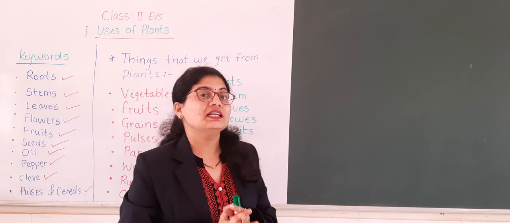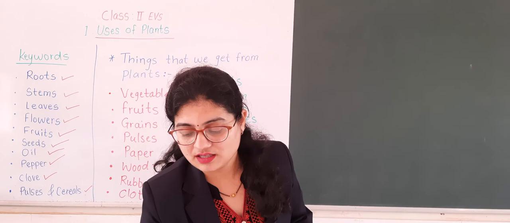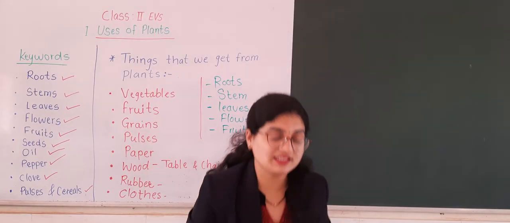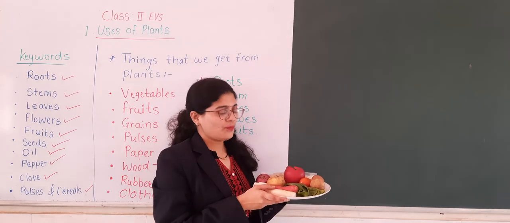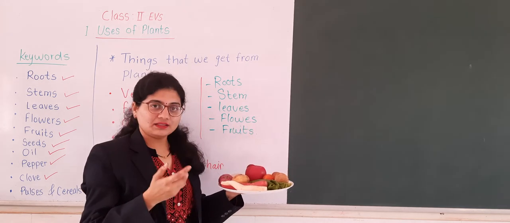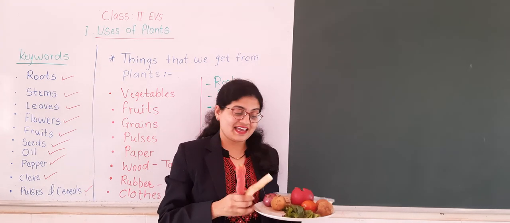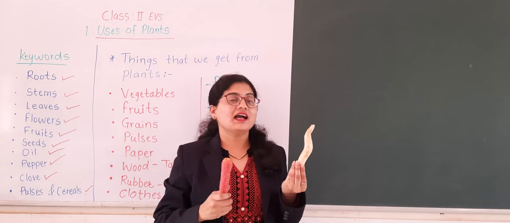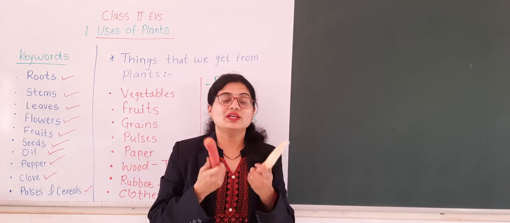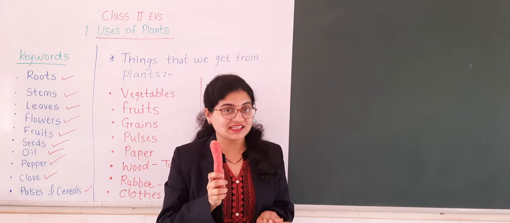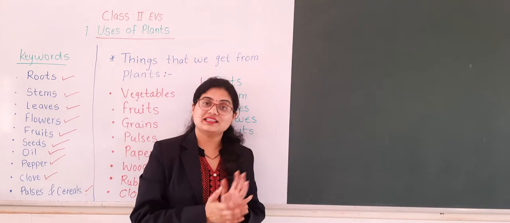Now we are going to see different things we use, but which part of a plant is that? Such as, we eat different things from plants. We eat different things which we get from plants, but do you know which part of a plant these things are? Can you tell me which part of a plant this is? What is this? Yes, this is radish and carrot. Do you eat these things? Yes, we all eat these things. We also like this. But which part of a plant is this? The carrot and radish. These are the roots of a plant.